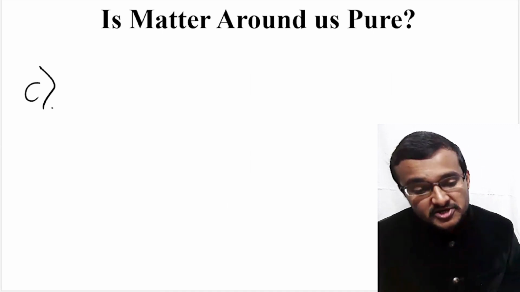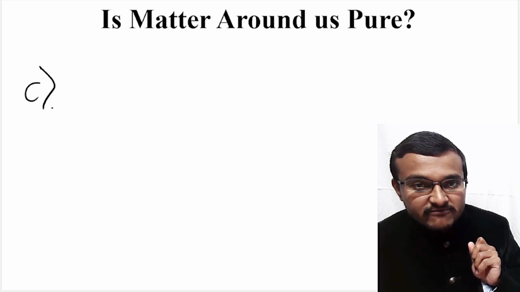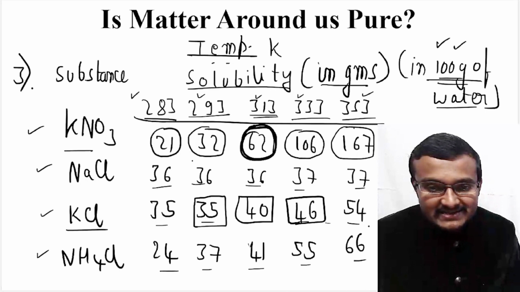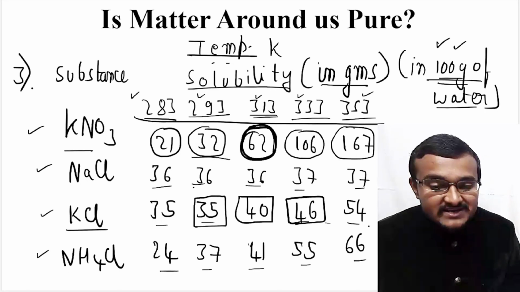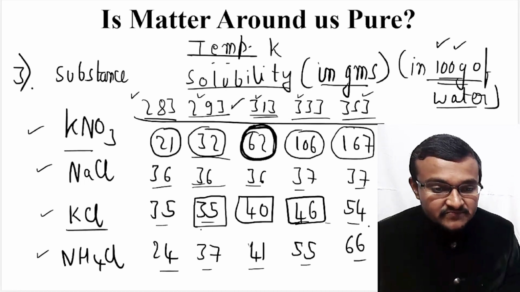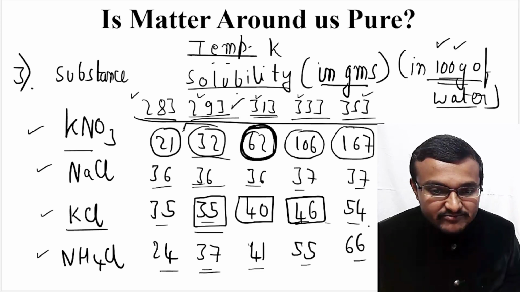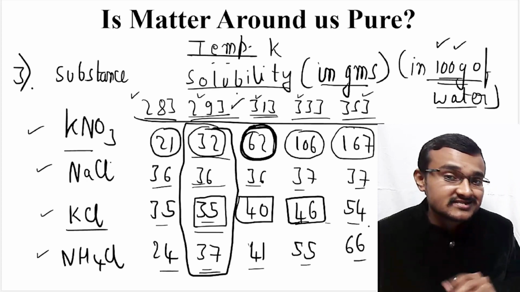So coming to the C question in this third question, they have asked to find out the solubility of each salt at 293 Kelvin. If you refer to this table, you will get the answer. For KNO3, it is 32 gram in 100 gram of water. For NaCl, it is 36 gram in 100 gram of water at 293 Kelvin. For KCl at 293 Kelvin, it will be 35 gram in 100 gram, and 37 gram of ammonium chloride will be dissolved in 100 gram of water at 293 Kelvin. So this second column will be your answer for this C question.